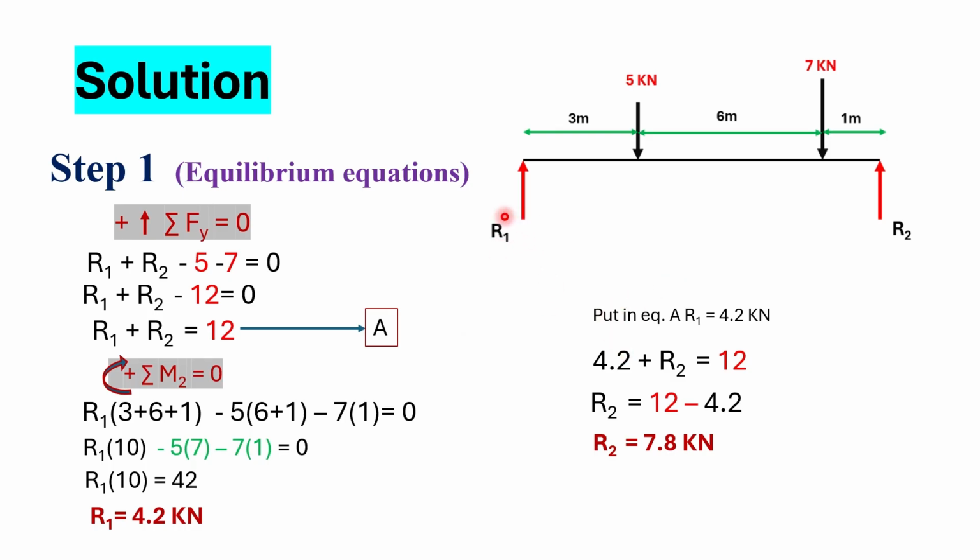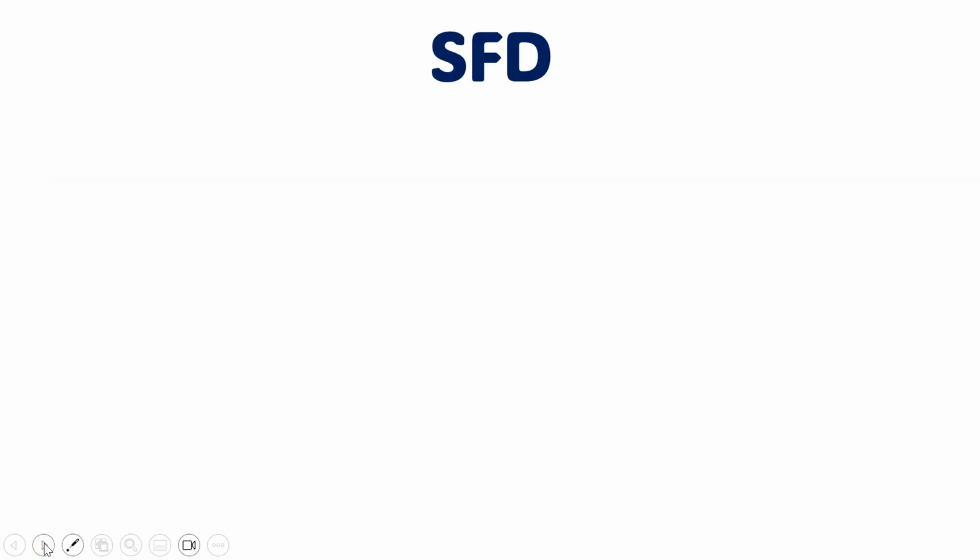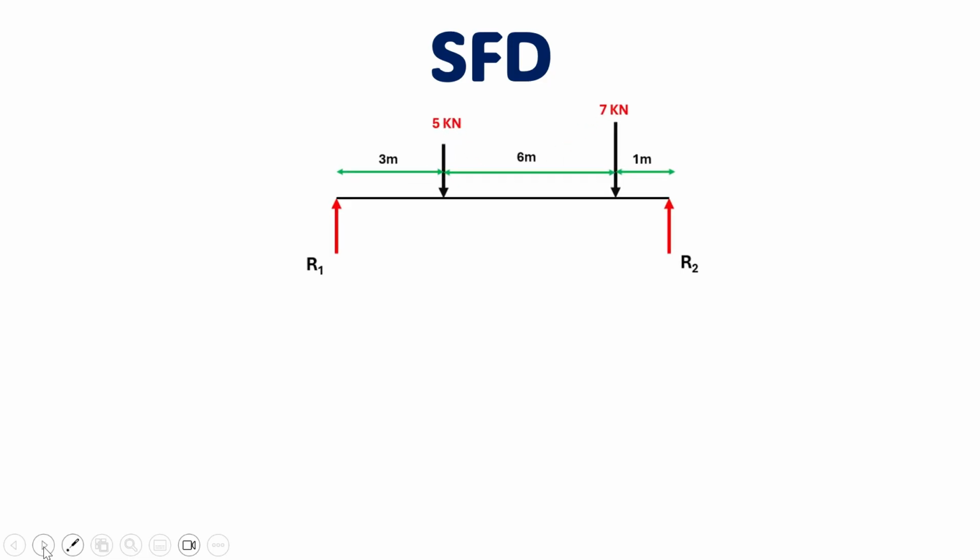Now without finding the support reaction, we cannot find the shear force diagram and bending moment diagram. With the help of the support reactions, we have the values of R1 and R2, so now we can easily draw the shear force and bending moment diagram. Remember, the shear force diagram is always drawn with the help of the free body diagram. So this is the graphical method, not the section method.